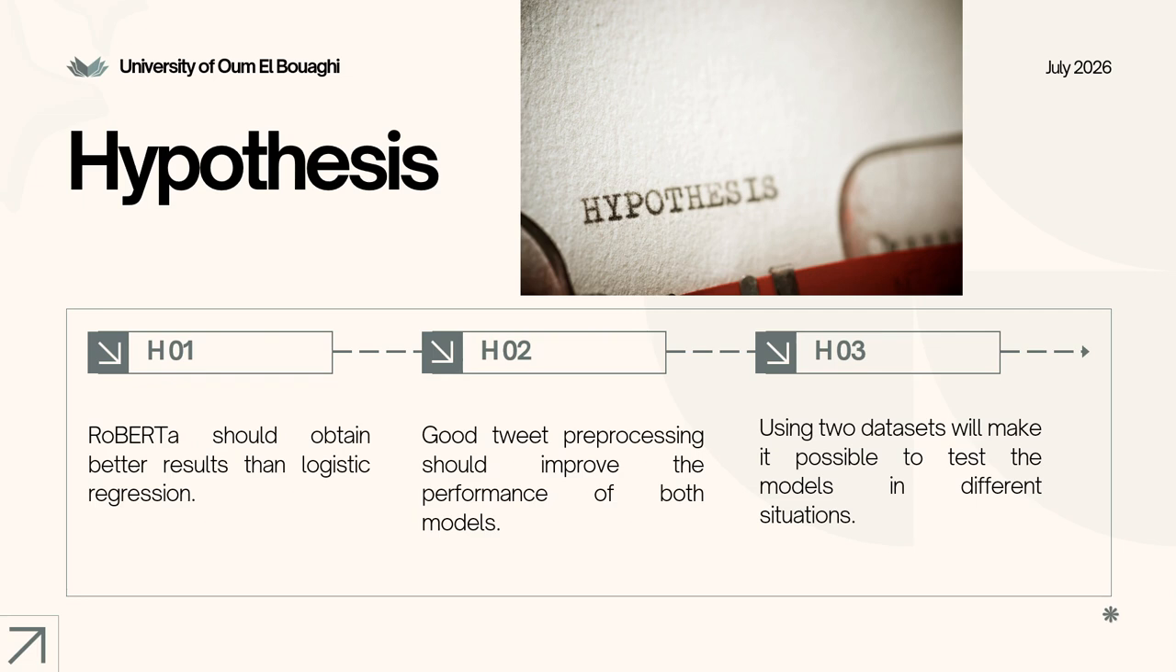So our hypotheses are first, Roberta, of course, the deep learning architecture, should obtain better results than classical models such as logistic regression. Secondly, good tweet preprocessing should improve the performance of both models. And finally, using two datasets, not only one, will make it possible to test models in different situations and many cases, and therefore we can say that our results are generalizable and not on just one case study.